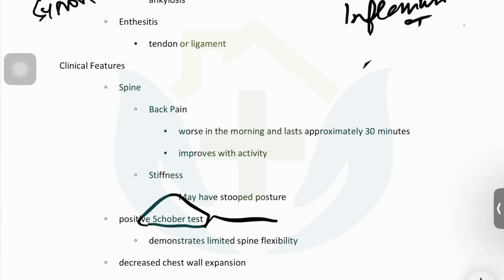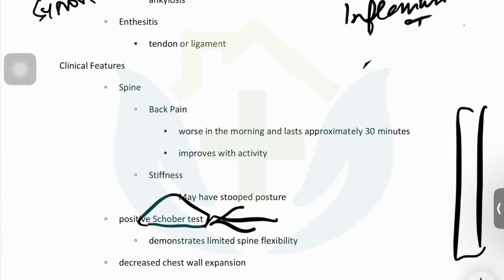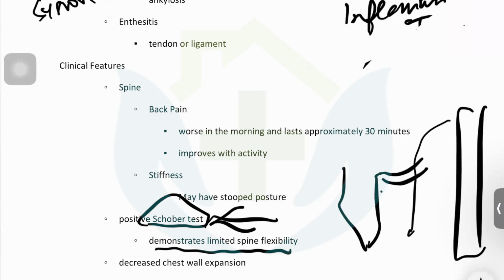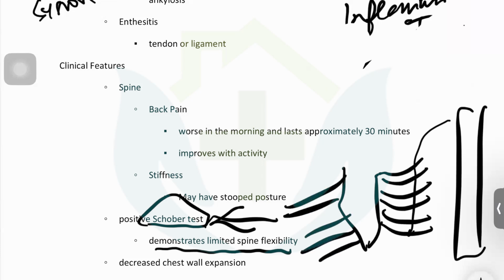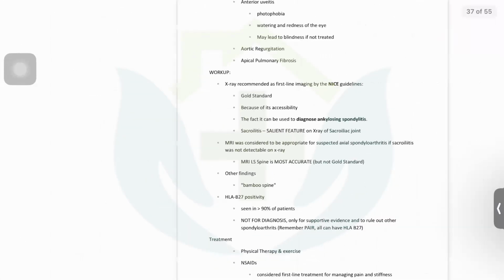And you need to remember Schober's test. We just have the person stand by the wall and bend over, and then we measure the angle of flexibility. This demonstrates limited spinal flexibility. There is decreased chest expansion because of the involvement of the costosternal and the costovertebral joints. There is decreased chest wall expansion. Never forget that. It is an important test.